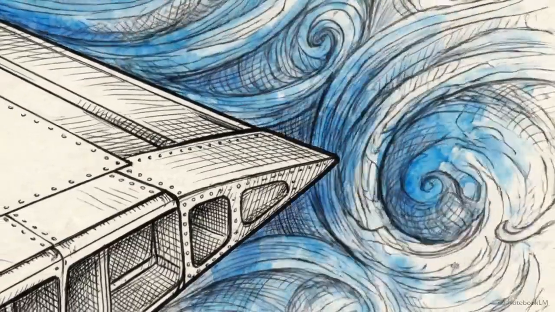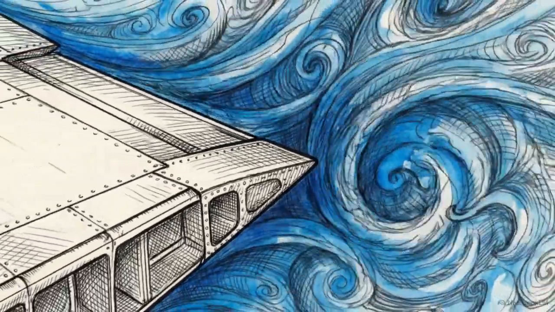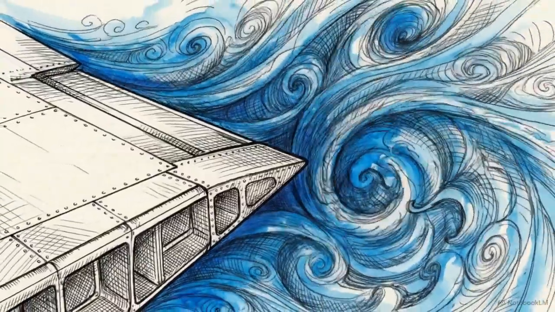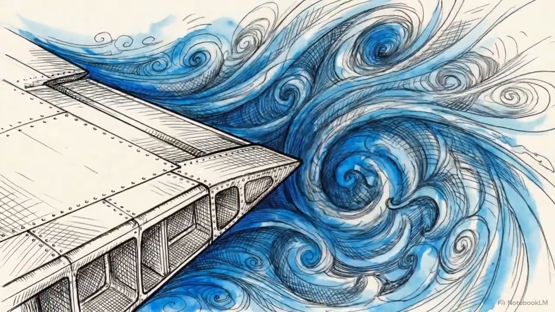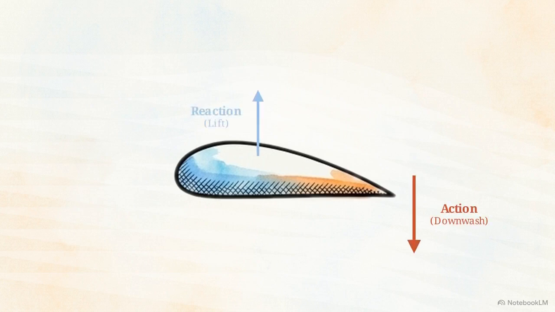Focusing exclusively on pressure creates a gap in understanding. To see the full picture, we must look at the air trailing behind the wing. As the wing moves, its shape and angle physically deflect a large mass of air downward. This is known as downwash. According to Newton's third law, every action has an equal and opposite reaction. By pushing the air downward, the wing receives a corresponding upward reaction from the air.